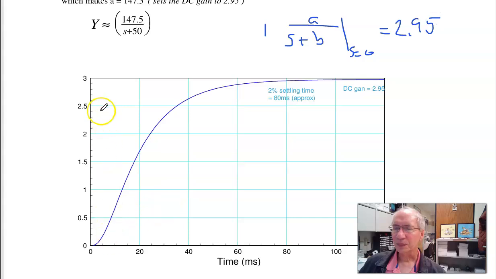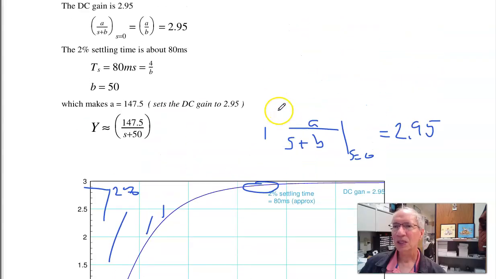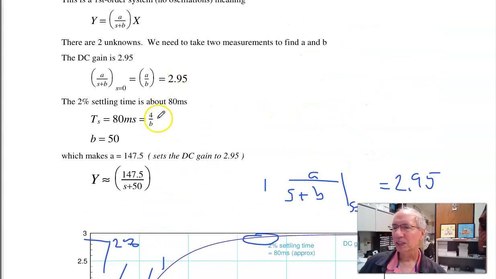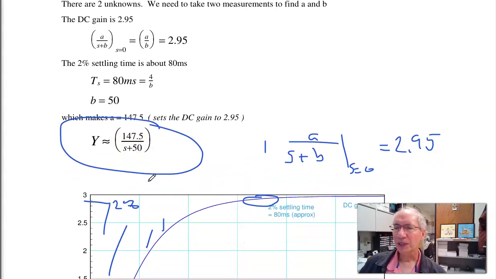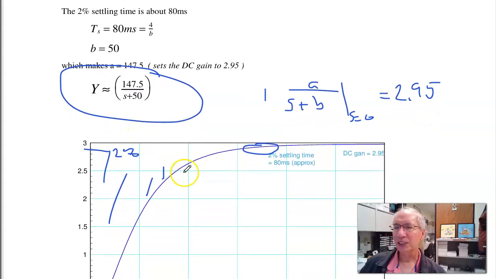The settling time. This is the transient. When is the transient within 2% of the steady state value? And ballpark, it's right around here. Hard to tell exactly. If I say about 80 milliseconds, that tells me the real part of the pole. The settling time is 4 over the real part of the pole, tells me the real part's at 50. So B is 50, pick A to make the DC gain 2.95, and there's your step response, or your transfer function. If you want, you can go into MATLAB and find the step response. It should look almost the same.